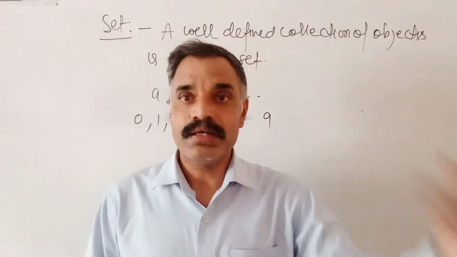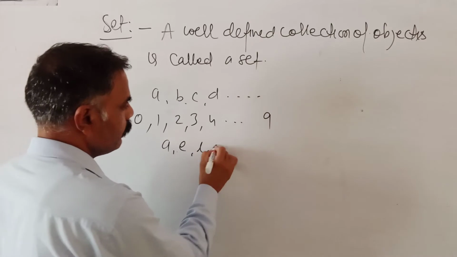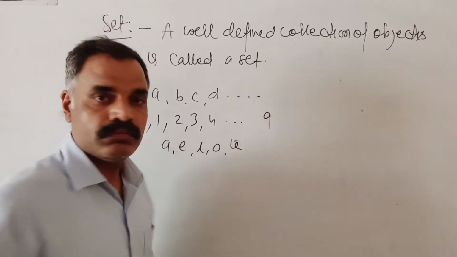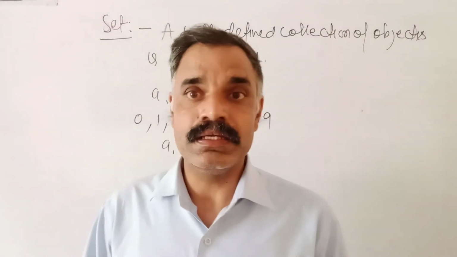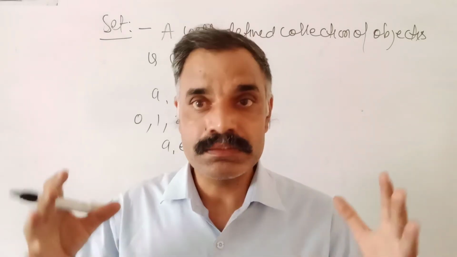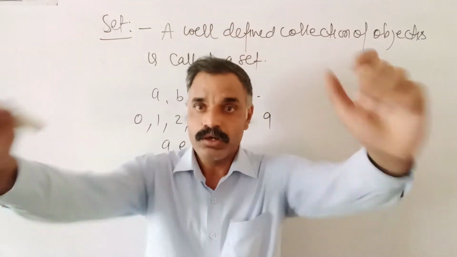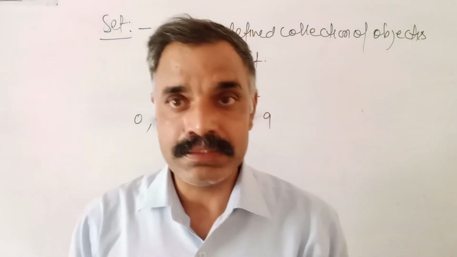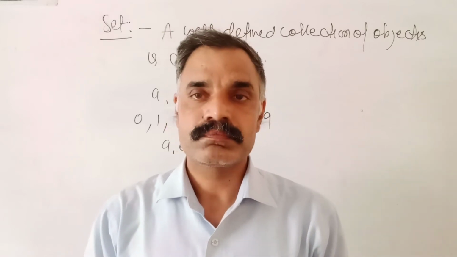letters of the English alphabet. Now A, E, I, O, U. This is also a well-defined collection of vowels in the English alphabet, so this is also a set. So a set is ultimately a well-defined collection of objects. Now you know what is meant by a set, and some examples.